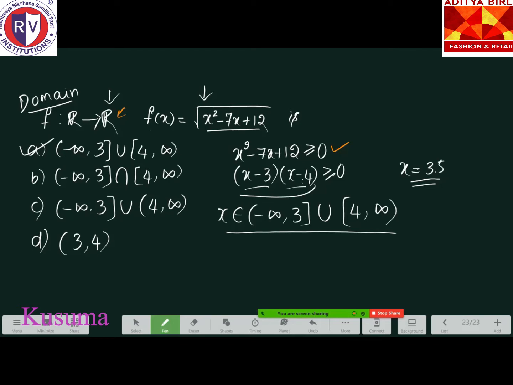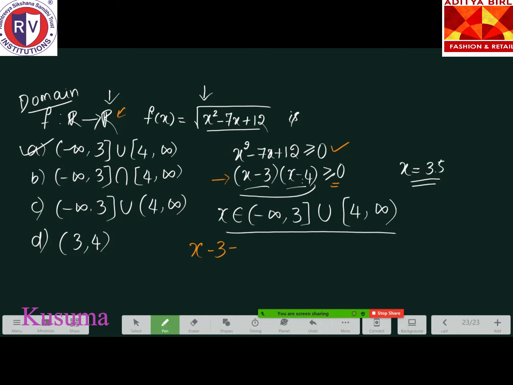This is a quadratic equation. We are finding the factors. Here, x minus 3 and x minus 4 are the factors of this equation. So this can be written as (x minus 3) into (x minus 4), and the product of these two factors must be greater than or equal to 0. Now let us find out where x lies.